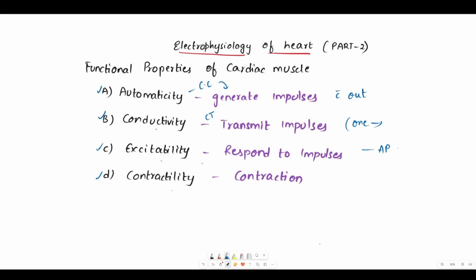Now, how do you remember this? Simply remember that automaticity generates impulses. Conductivity transmits impulses. Excitability responds to the impulses. Contractility finally produces the contraction.